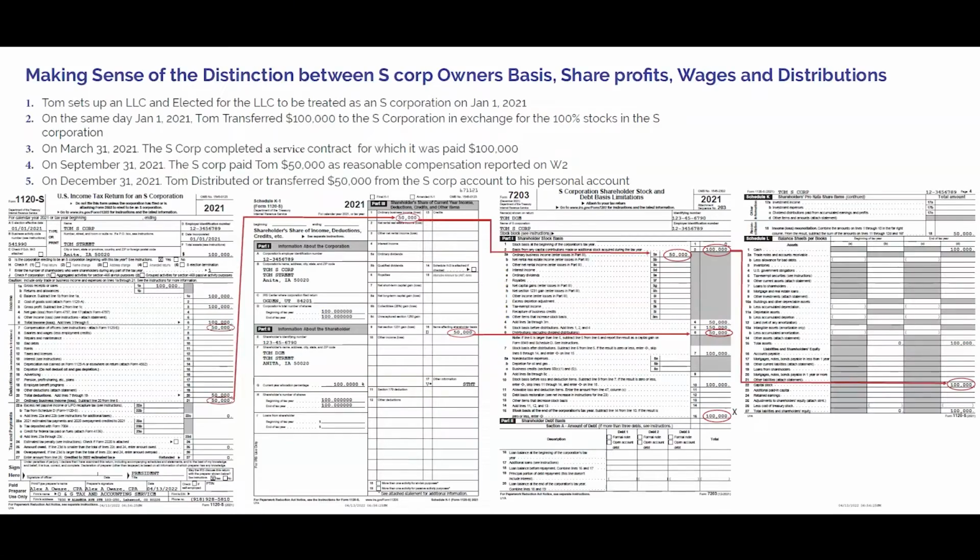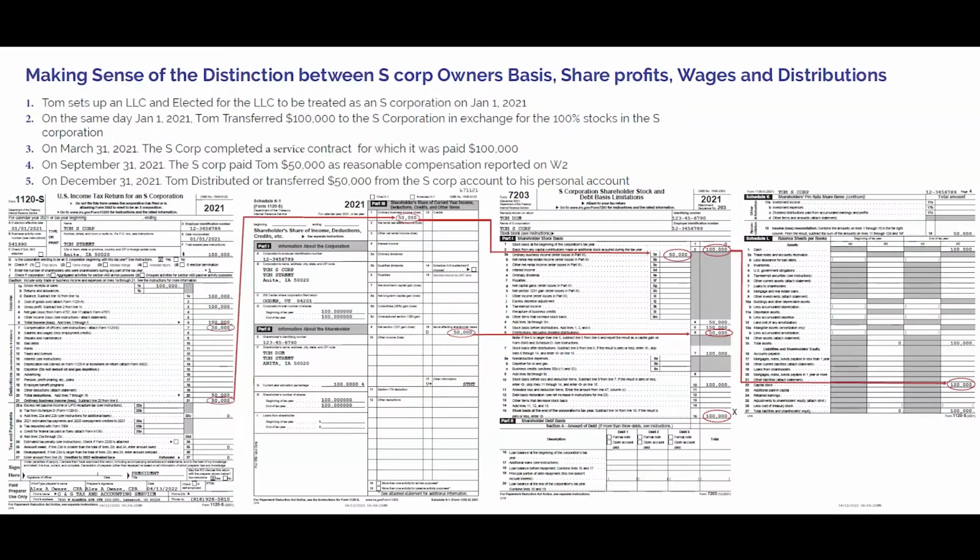Before we start, this video is for educational purposes only, and it's not meant to be legal or tax advice. At any point in time, if you need legal or tax advice, you need to consult an attorney or a CPA who's going to help you figure some of these things out.